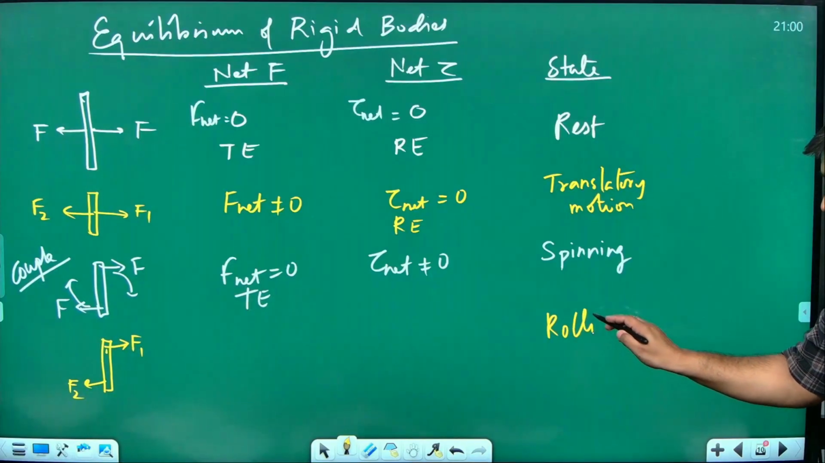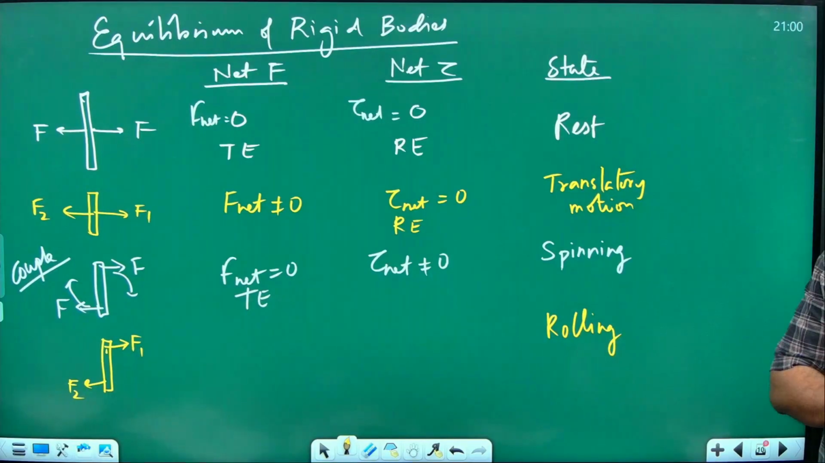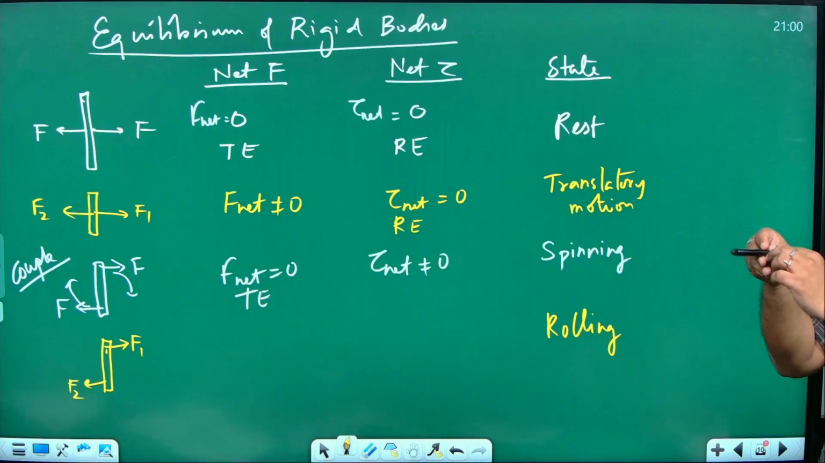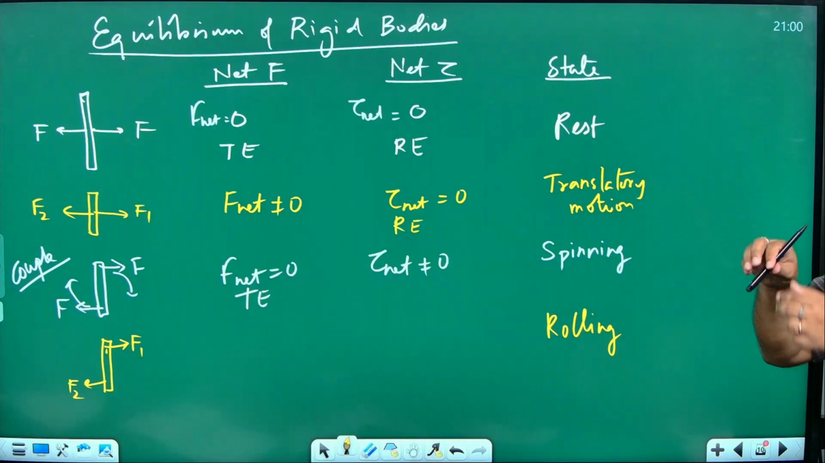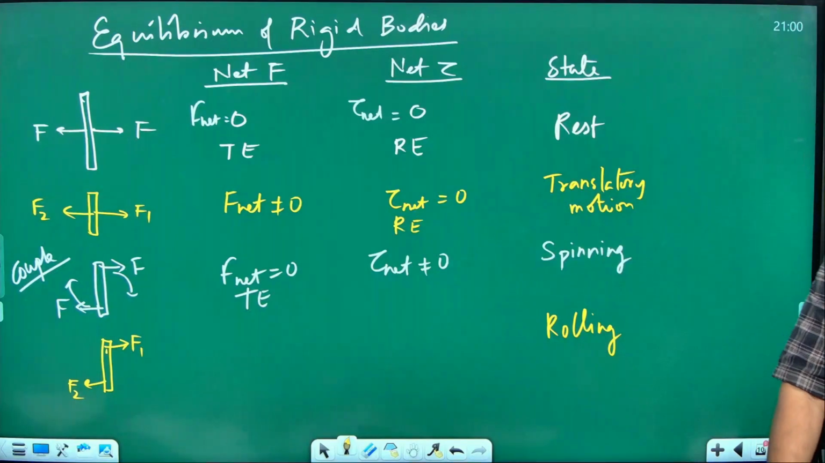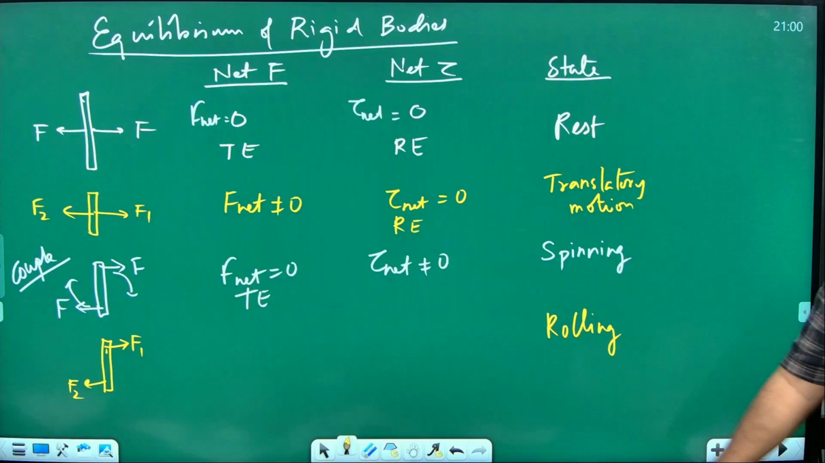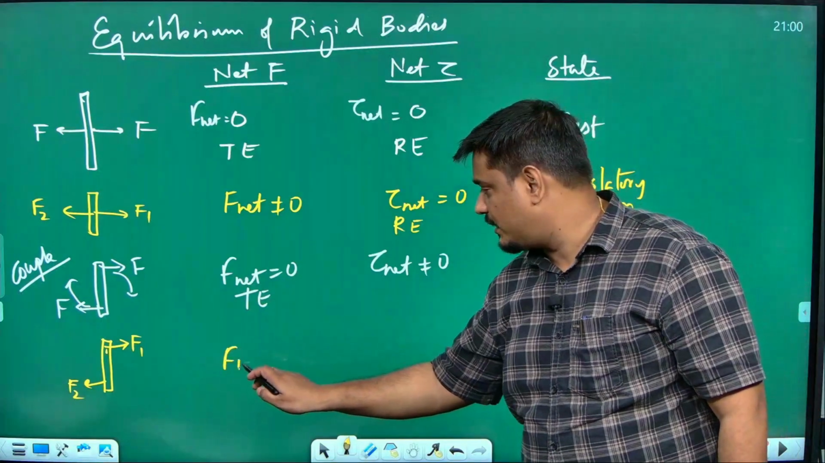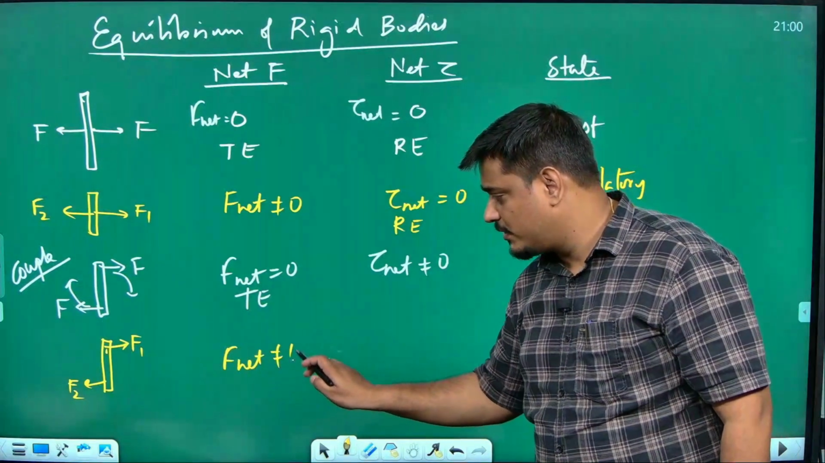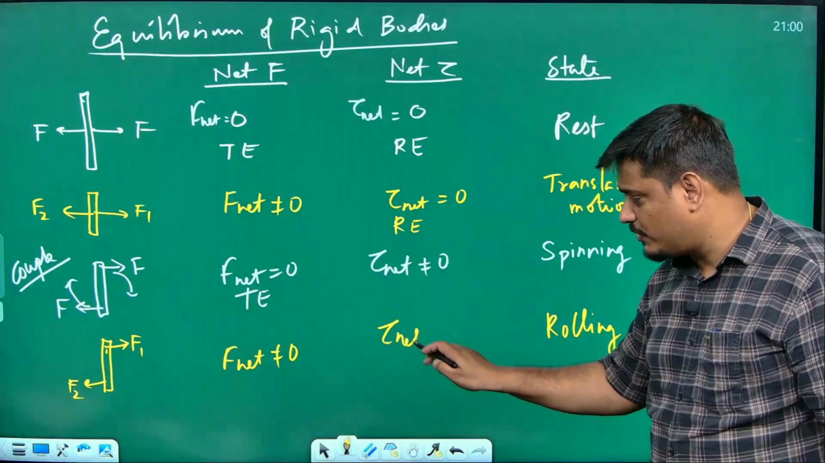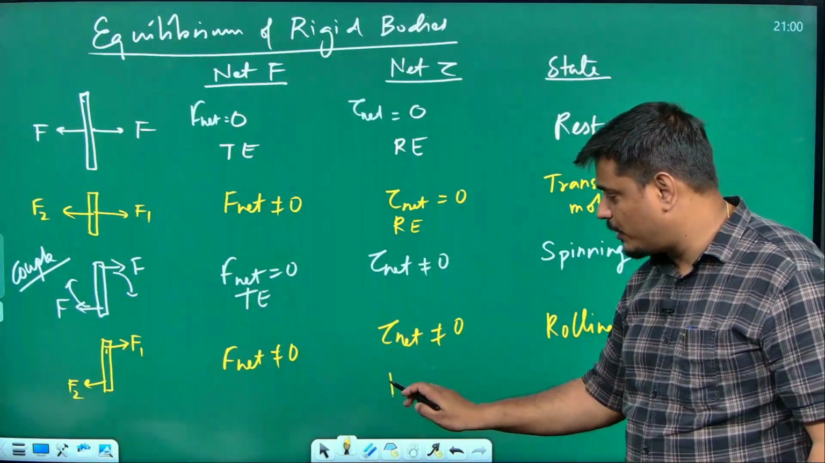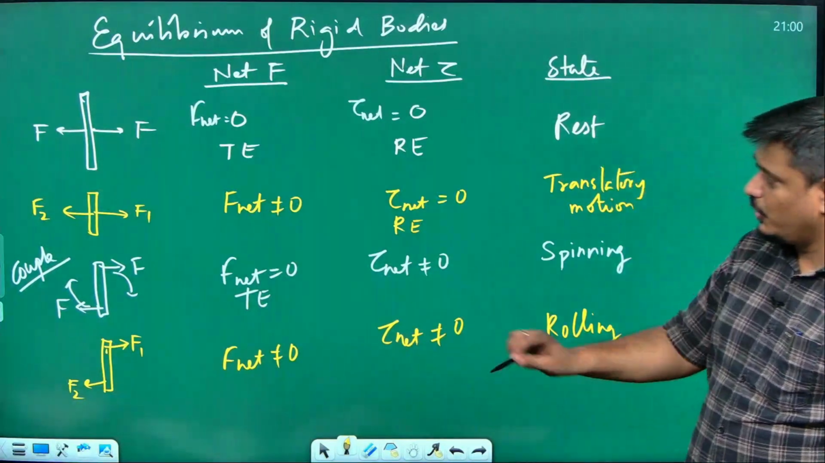Don't you understand this? Rolling is different from spinning. Spinning is at a particular point. Rolling is like wheels rolling in a cycle, in a bike, in a car, isn't it? So here F net is also not 0, and torque net is also not 0. The body has neither this equilibrium nor that equilibrium.